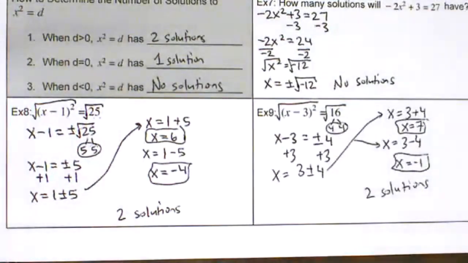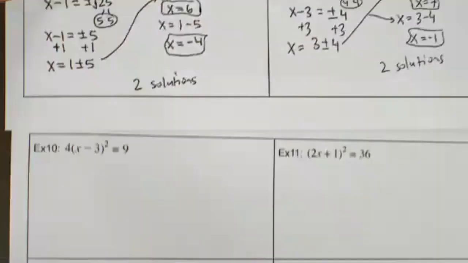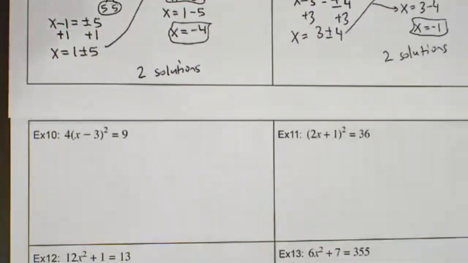But we're about to take a look at another, what I would say is probably a little bit more challenging example. Example 10 here. We have 4 times quantity x minus 3 squared is equal to 9.